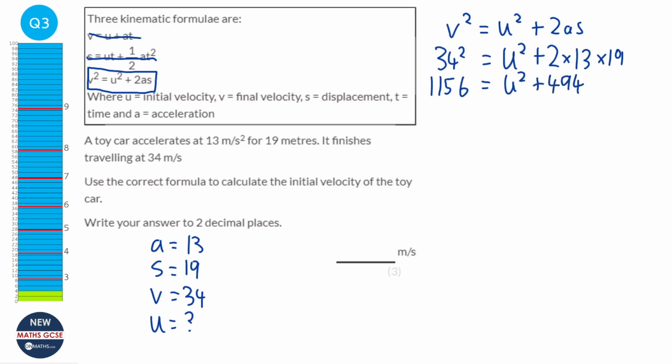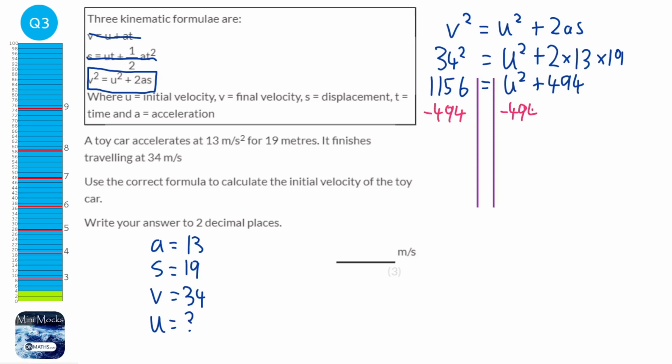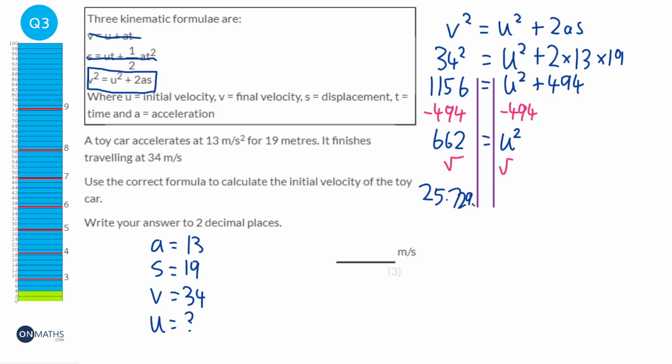And it turns into a solving part, so we're just going to solve this. The first thing I'm going to do is subtract 494 from both sides. And so we're left with 662 equals u squared. Then we're just going to square root both sides. And so the square root of that is going to be 25.729 and so on. And it wants it to 2 decimal places, so it's going to be 25.73.